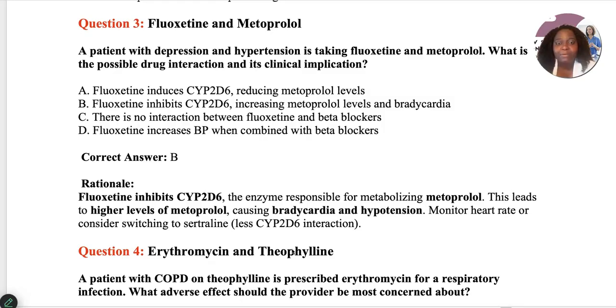So I decided to break it down for you. The next question: a patient with depression and hypertension is taking fluoxetine and metoprolol. What is the possible drug interaction and clinical implication?